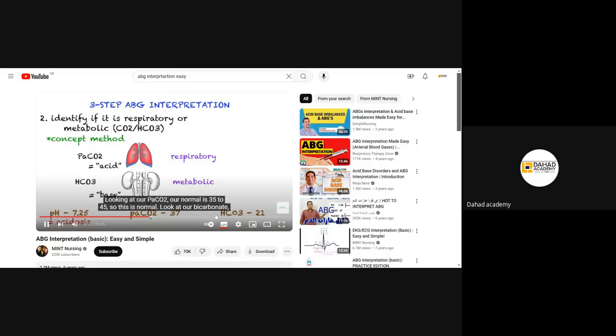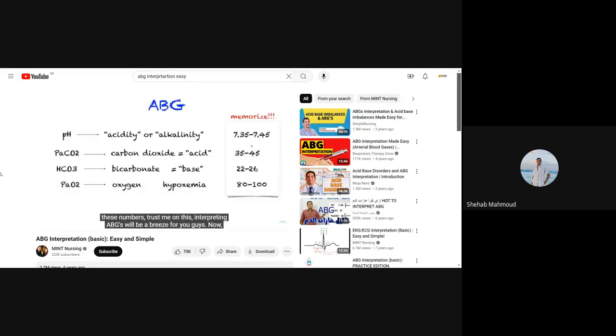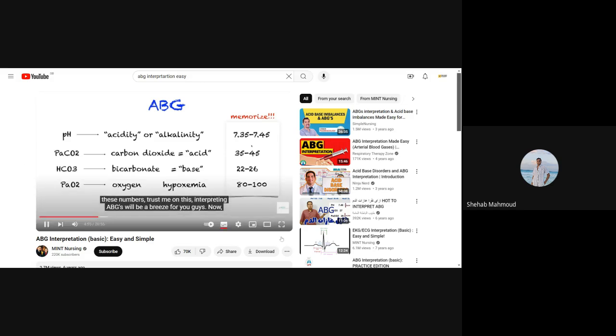Acidosis. Looking at our PaCO2, our normal is 35 to 45. Looking at 45, this is normal. Look at these numbers. But if you do memorize these numbers, trust me on this, interpreting ABGs will be a breeze for you guys.